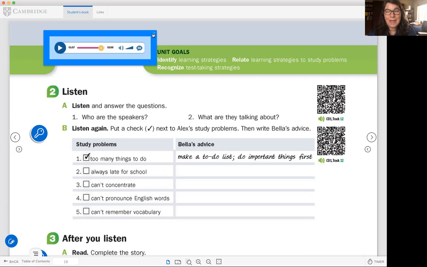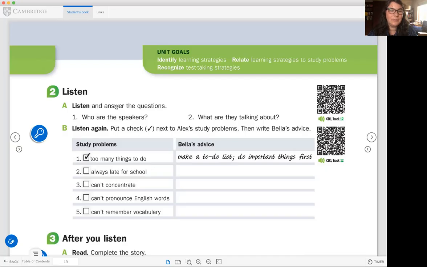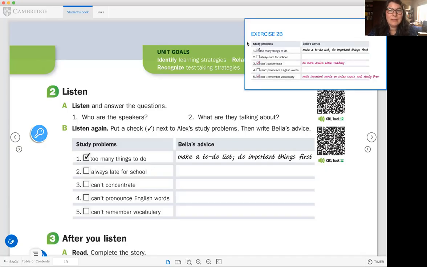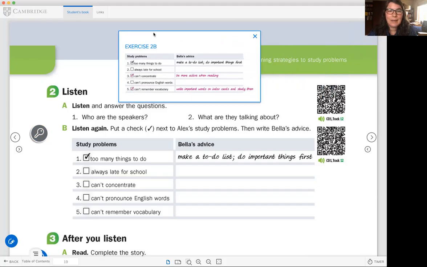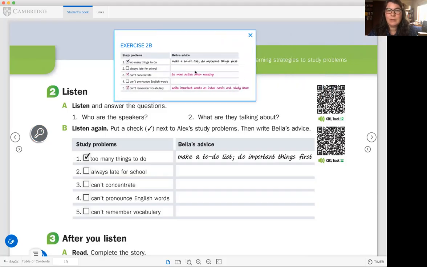Okay. Again, you can listen again if you want to. Okay, so was he always late for school? No. Is this his problem? He can't concentrate? Yes. And what was Bella's advice? She said, be more active when reading. And she suggested underlining and highlighting. It means to interact with what you're reading, not just read it.